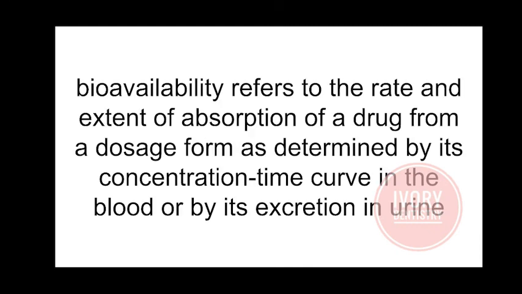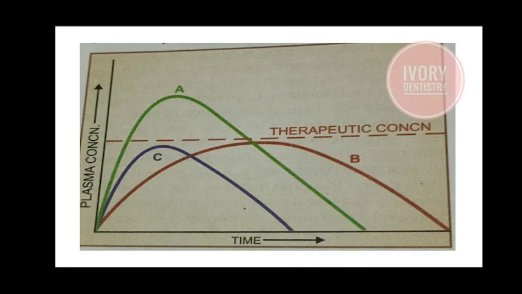Bioavailability. It refers to the rate and extent of absorption of a drug from a dosage form as determined by its concentration time curve in the blood or by its excretion in urine. This is a plasma concentration time curve depicting bioavailability differences between three preparations of a drug containing the same amount. In this graph, we can see B is more slowly absorbed than A. C is absorbed to a lesser extent, hence it has very low bioavailability.